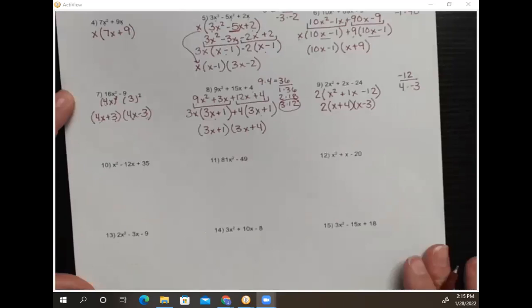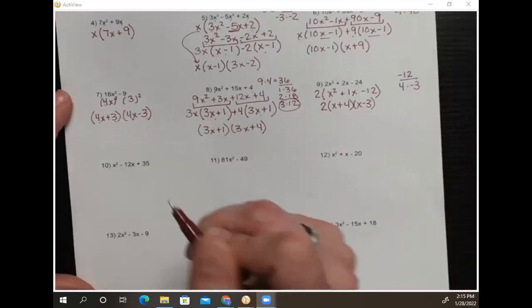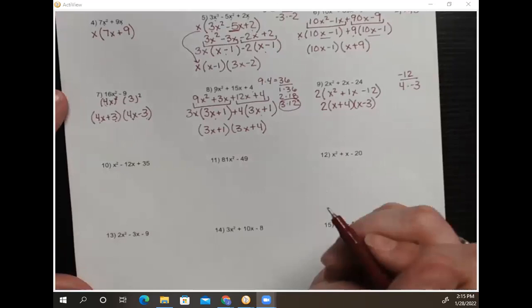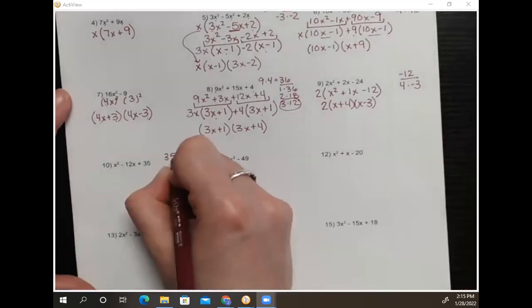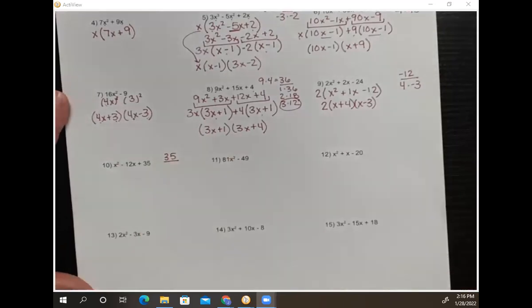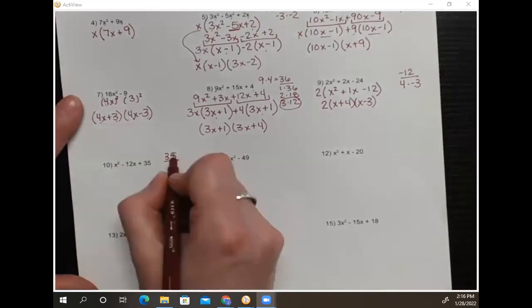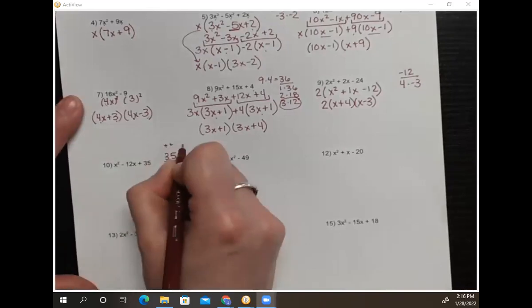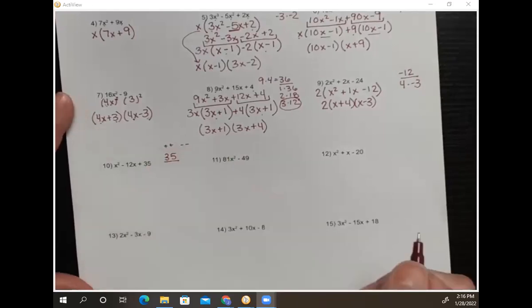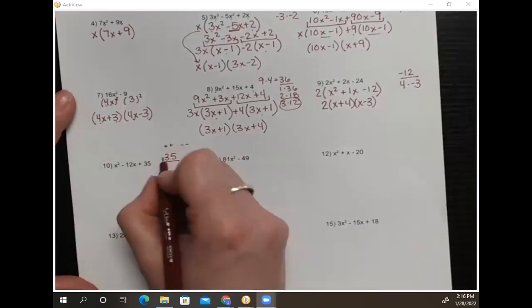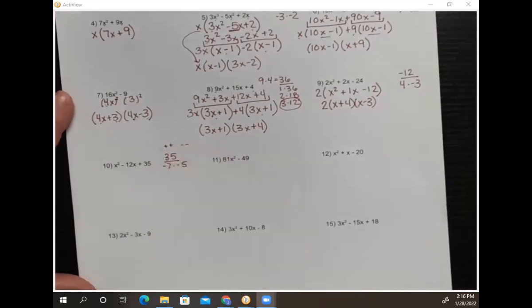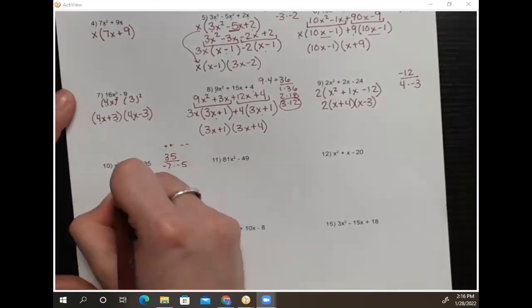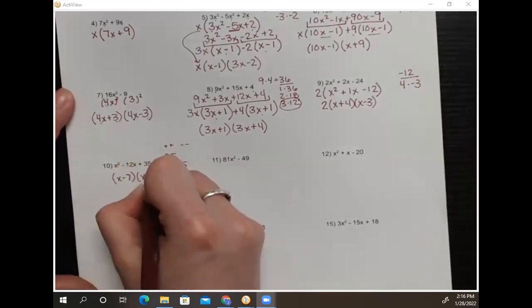Number 10, we don't have a non-1 A value. We don't see anything in front of x squared. So we're just going to look for factors of 35 that add to negative 12. Let's see, we're going to need 2 negative numbers because to get a positive number, I have to do positive times positive or negative times negative. I want 2 negative numbers that would add to negative 12. I think I want negative 7 and negative 5. Again, if you need to make a list, make a list. My factored form here then would be x minus 7 times x minus 5.